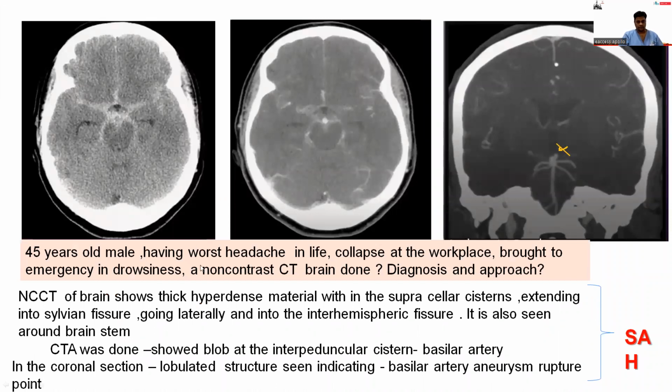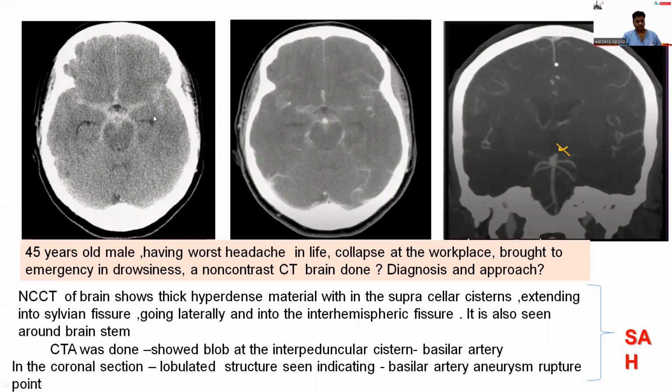This is a 45-year-old man with the worst headache of his life. A non-contrast CT was done, and here you can see thick hyperdense material in the suprasellar cistern. This is the suprasellar cistern, and this hyperdense material is extending into the interhemispheric fissure. So whenever you see a hyperdense area extending into the interhemispheric fissure and in the cisterns, then it is most probably because of the SAH.